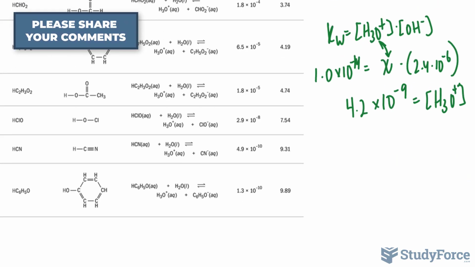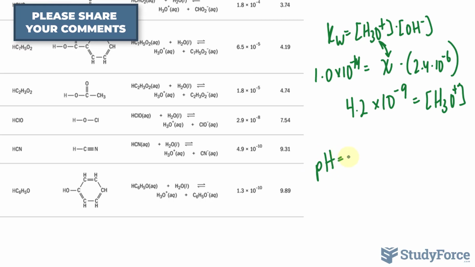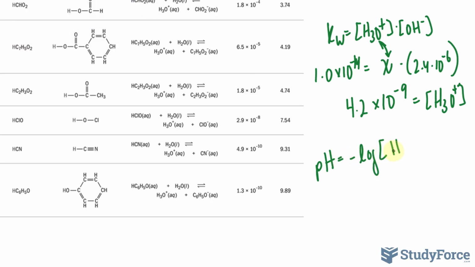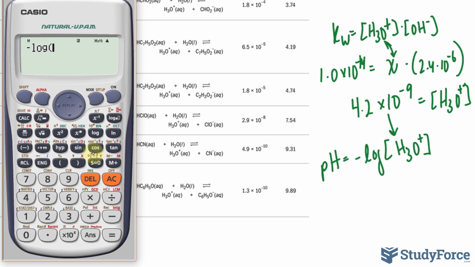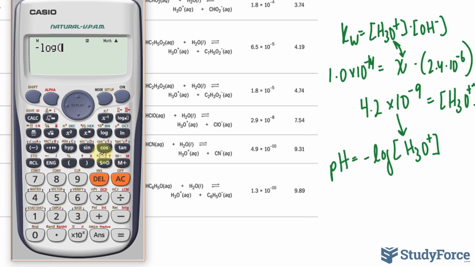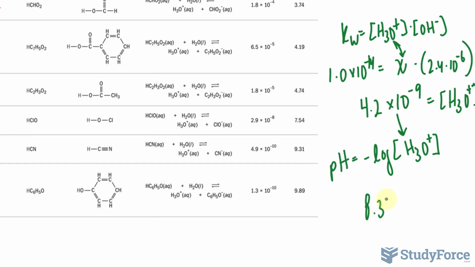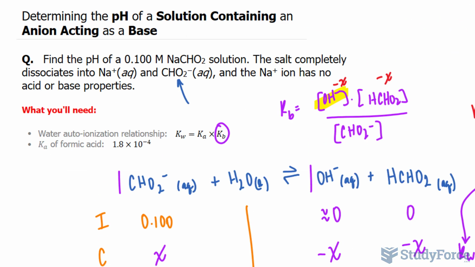Now, all we do is substitute this into the formula for pH, which is negative log of the concentration of H3O plus. So we'll plug that into there. Negative log, and we have two significant figures here. So following the decimal of the answer we get, it should also have two digits. We get 8.376. We should stop writing after the 7 and round up to 8.38 as the pH of the solution. And there you have it. That is how to determine the pH of a solution containing an anion acting as a base.